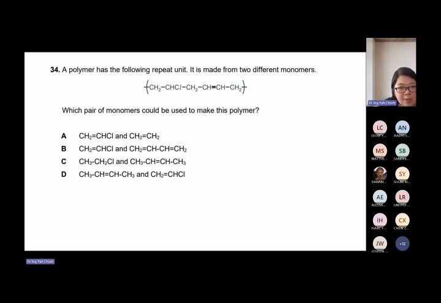Question 34 is a polymerization question. You have 2 different monomers that form a polymer. You're supposed to find which monomer can form the polymer that is given here. First, there is still a double bond in the polymer, and that double bond is not a side chain type of double bond; it is actually in the skeleton, the backbone of the polymer. So that means one of the monomers has two double bonds.